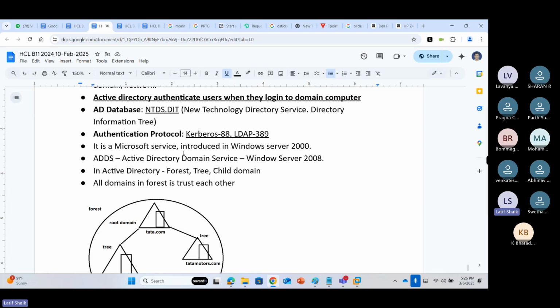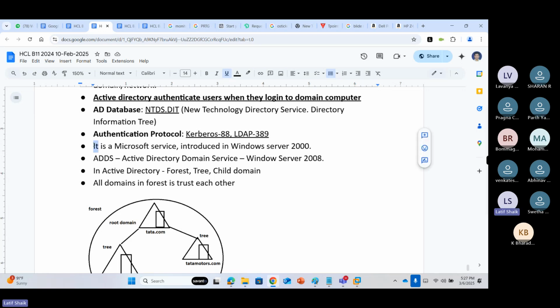But in the 2008 server, the Active Directory name was changed to Active Directory Domain Services. As I said, ADDS or AD, both are the same. The only difference is that in 2000 and 2003 it's Active Directory, and from 2008 onwards it's Active Directory Domain Services. Now it is 2022, and even in Server 2022 it is still Active Directory Domain Services. So understand the difference, guys, between AD and ADDS.